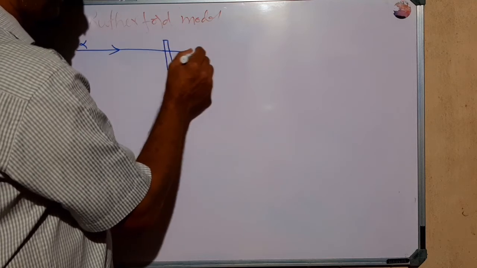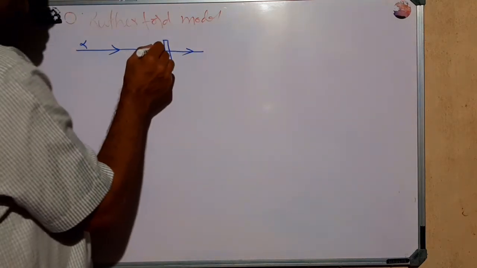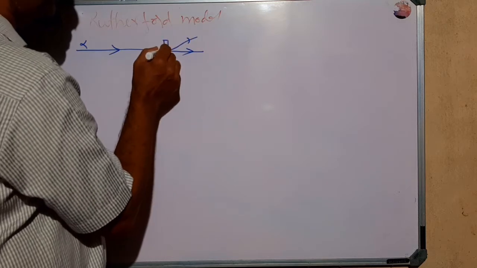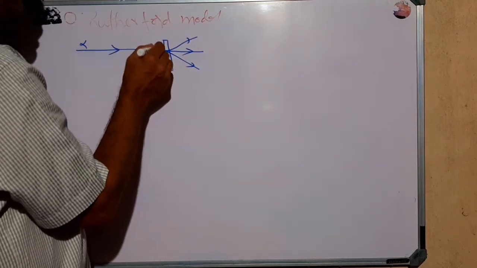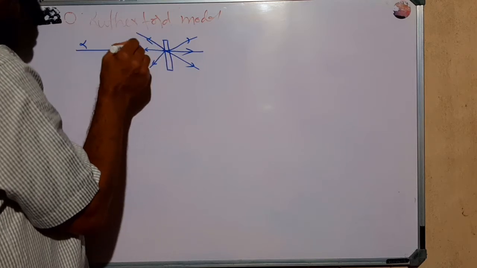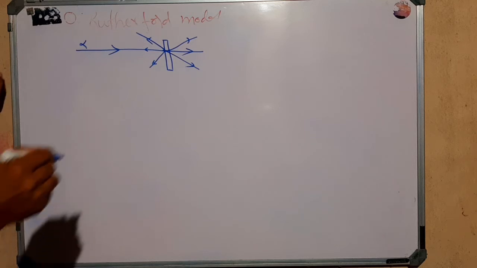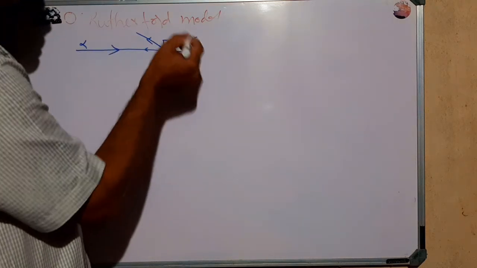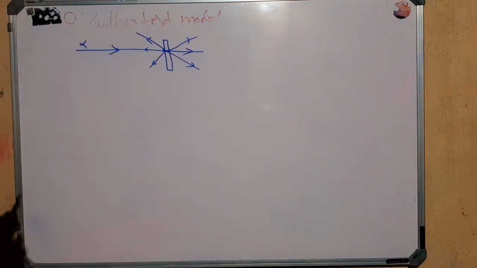some alpha particles pass without any deviation. The maximum number of alpha particles are scattered with small angles, and a few of them are scattered with large angles; some of them rebound back. See, the question is why these alpha particles get scattered at different angles.